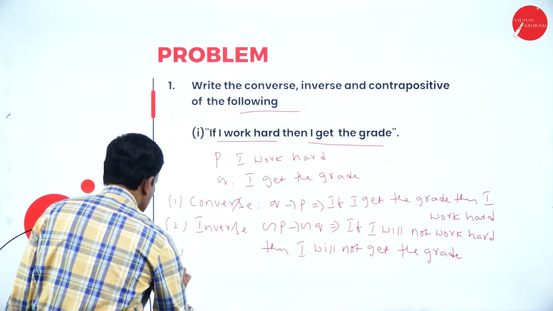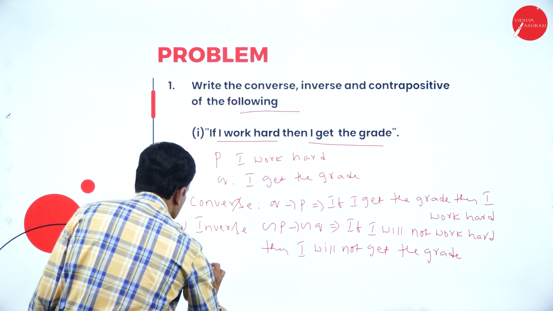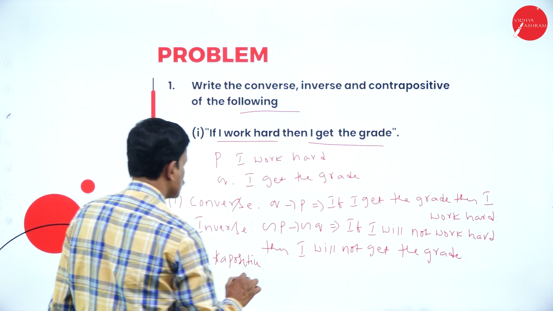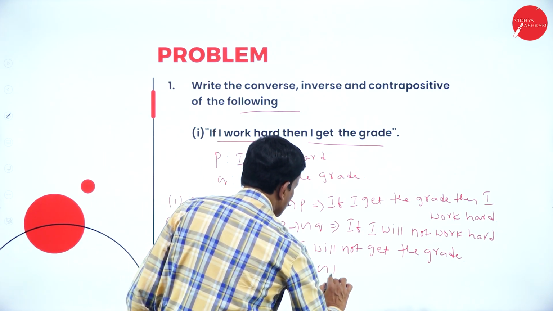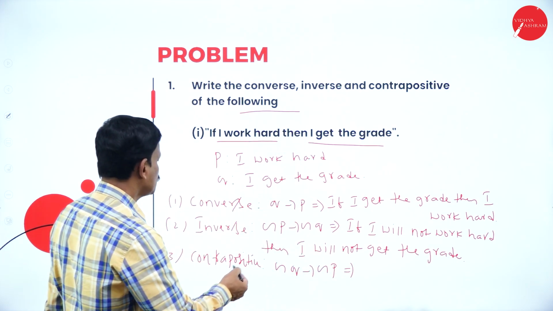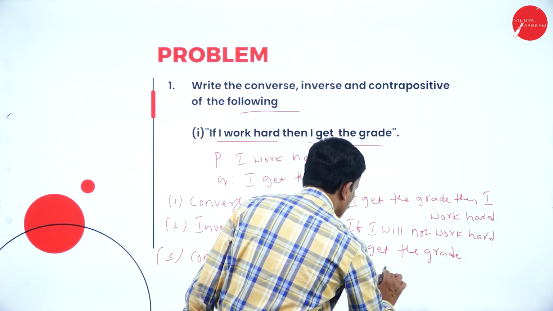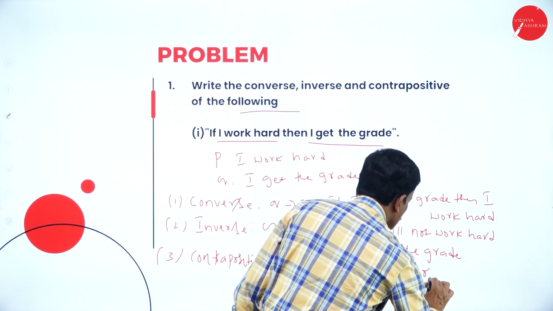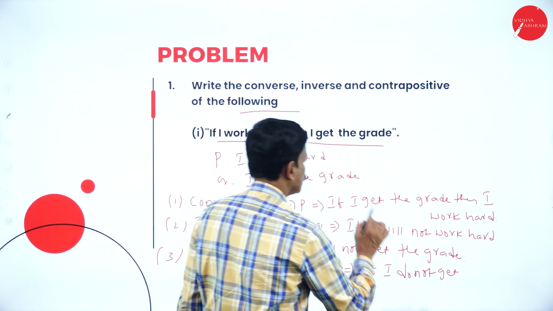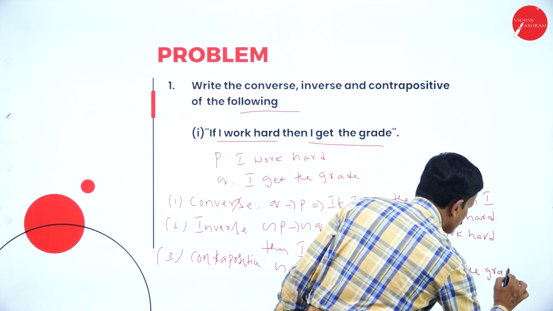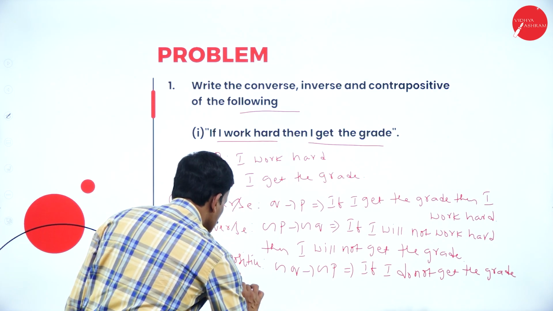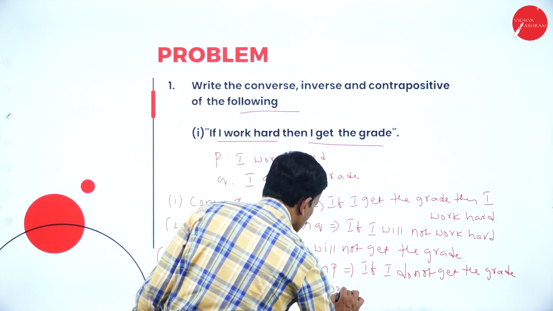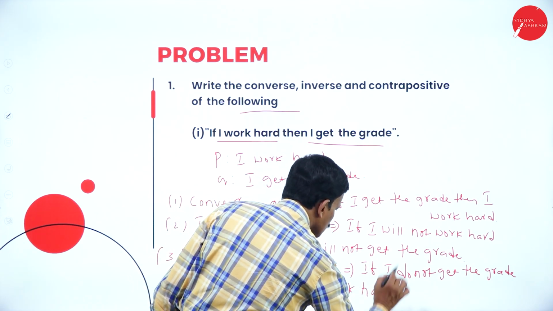So let us write the third one. What is the third one? Contrapositive. Contrapositive is nothing but negation of Q conditional to negation of P. Now write negation of Q. Negation of Q is, if I do not get the grade, instead of will I can use do not, then I do not work hard. That's it. This is the contrapositive.